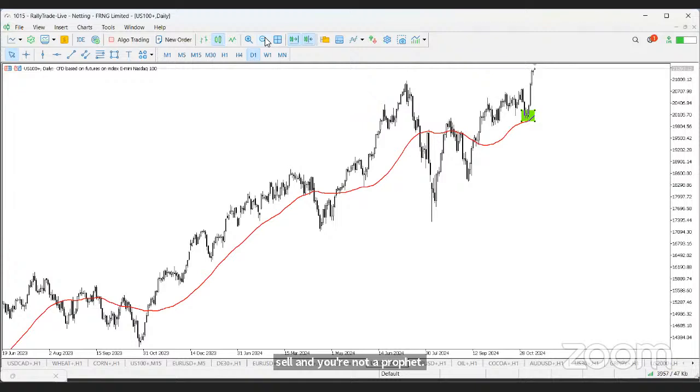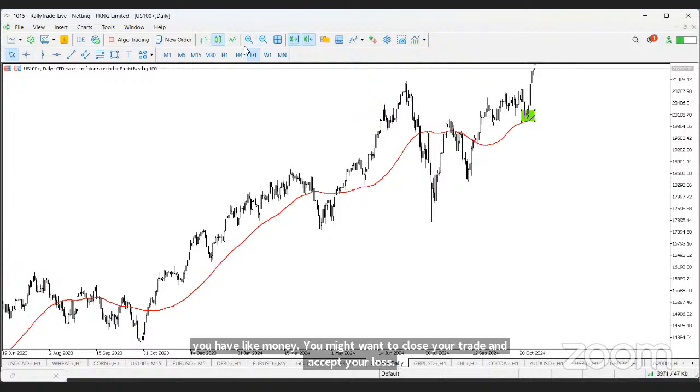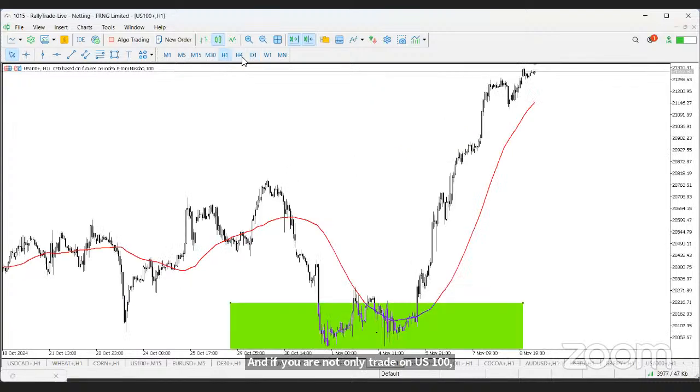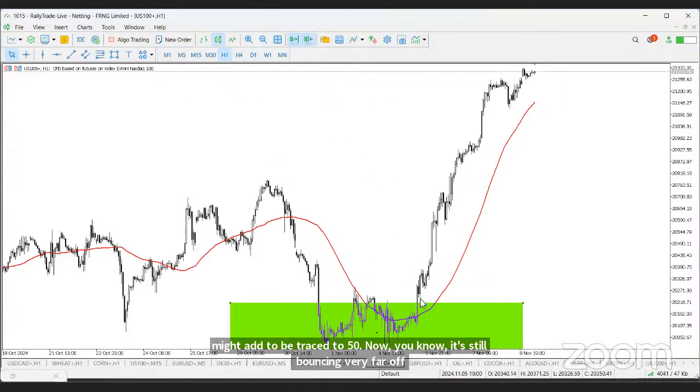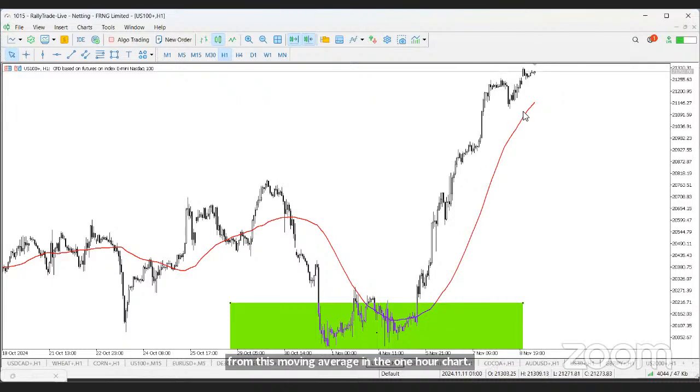And if you are not on any trade on US 100, then you can wait for the 1 hour chart to retrace to 50. Now, it's still bouncing very far off. Since Trump won the election, the price has moved away from this moving average on the 1 hour chart. So for you to buy, if you are interested in joining the bandwagon of buyers, then you need to wait for the price to return to 50.